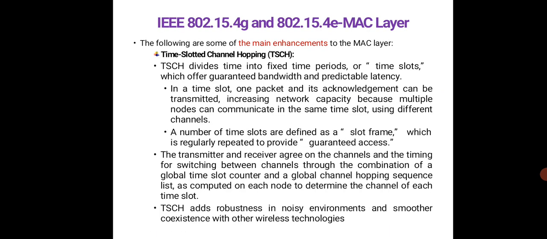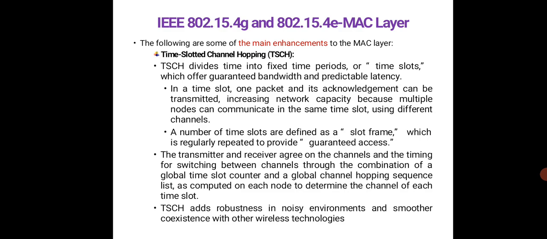So coming to the MAC layer, these are the main enhancements to the MAC layer. The first one is time slotted channel hopping, that is TSCH, which divides the time into fixed time periods or time slots, which offer guaranteed bandwidth and predictable latency. So once the time slot is allotted, you will know what will be the time taken. So that latency is predictable. In a time slot, one packet and its acknowledgement can be transmitted, increasing network capacity because multiple nodes can communicate in the same time slot using different channels.